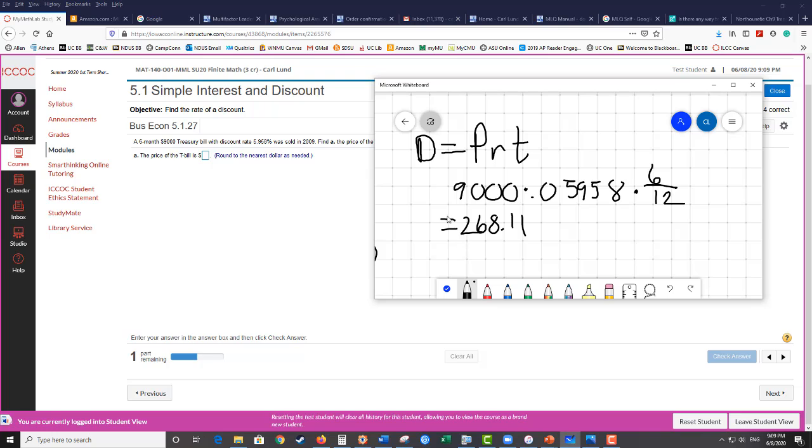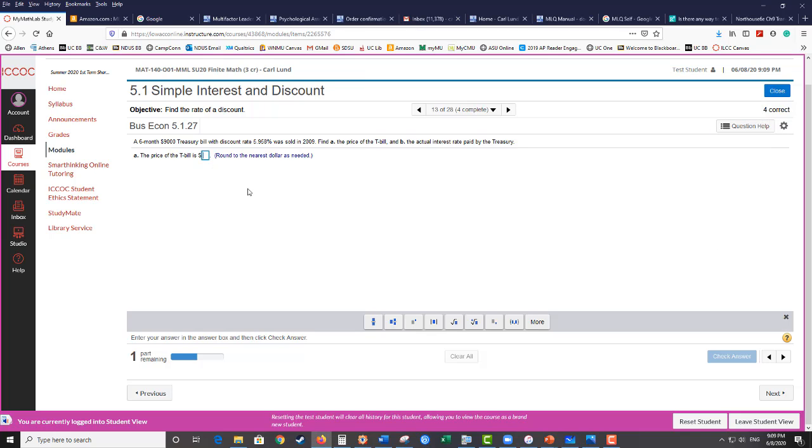And so the price of the T-bill is going to be the face value, 9,000, minus the discount that I just calculated. So it's going to be 9,000 minus $268.11, which I'm putting on the calculator just off screen right now. And that works out to be $8,731.89. I want to round to the nearest dollar. That's what it tells me to do here. So that's going to be $8,732.